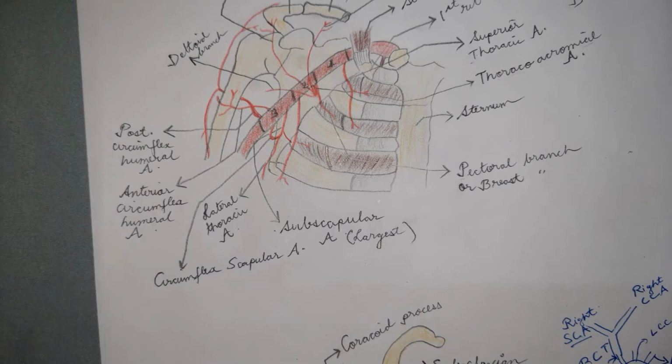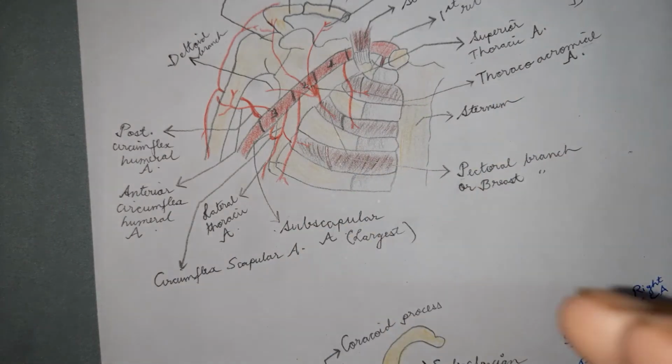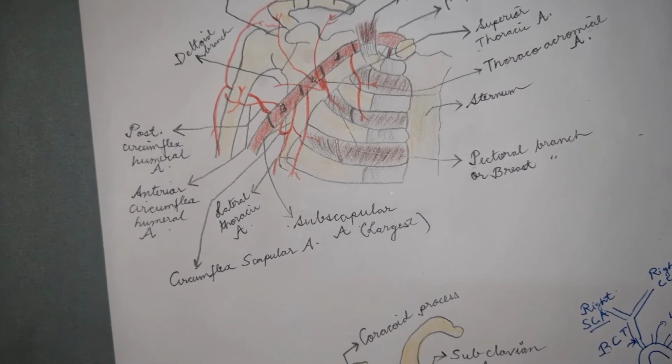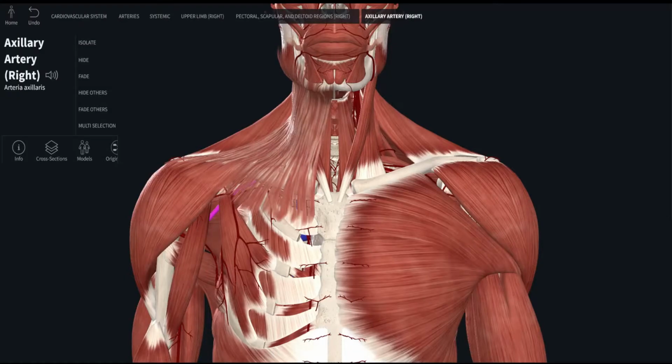So that more or less completes the axillary artery branches, the axillary artery itself. Now, the rest of the section will be dedicated to the relations of the axillary artery, which are very important as well. So let's deal with that. We are in a position to discuss the relations of the axillary artery.